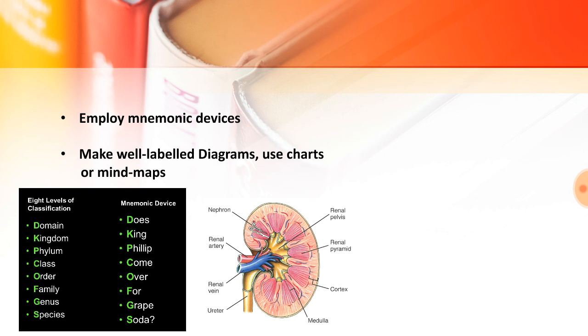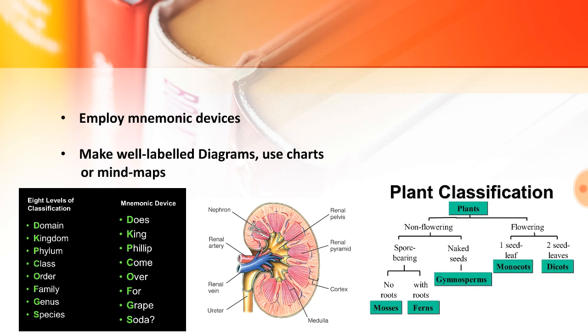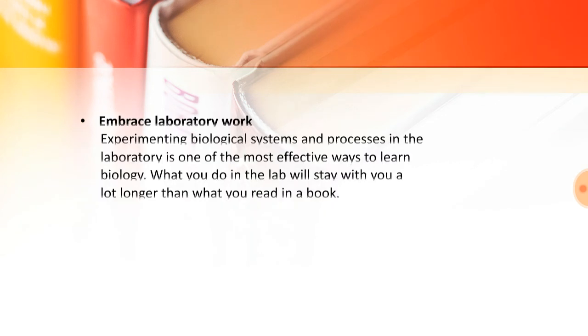So next is make well labeled diagrams. Diagrams are very important in biology. Try to make the diagram wherever possible. Use charts or mind maps. So now what are mind maps? A mind map is a diagram used to visually organize information. In other words, you can also say that it is a visual form of note making. So it allows you to understand information faster and better.